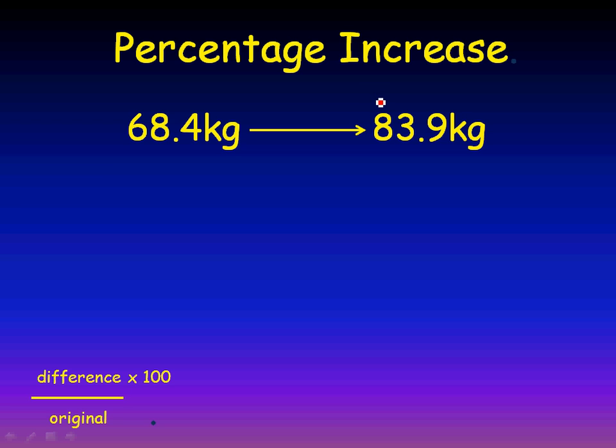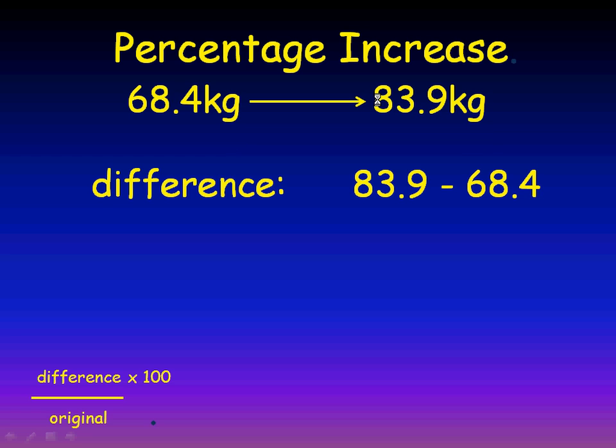So, the first thing that I need to think about doing is finding the difference. Now, I've included the equation down in the bottom corner of the screen so we can keep referring to it. The difference is going to be found by looking at the gap between 68.4 and 83.9 kilograms. So what is the amount that I could add to 68.4 to get me to 83.9? If I take 83.9 and take away 68.4, that is going to give me the difference that I'm looking for, which in this case is 15.5 kilograms.